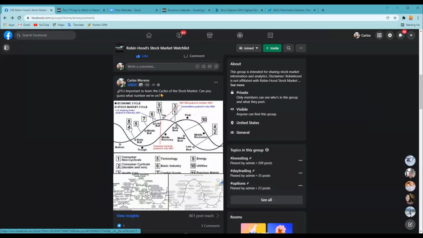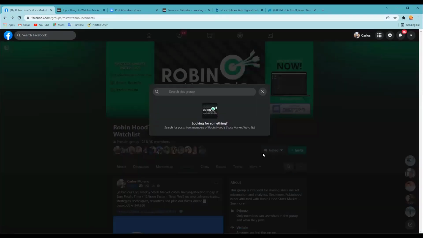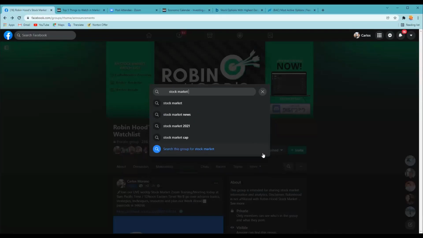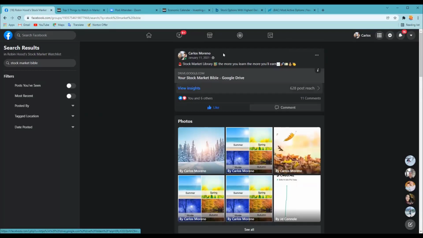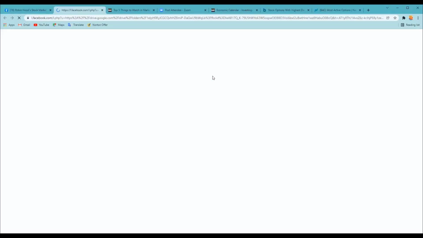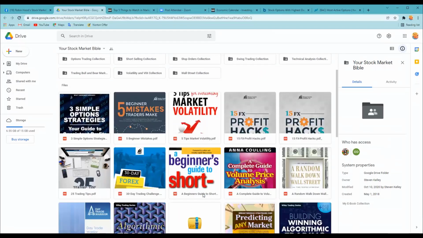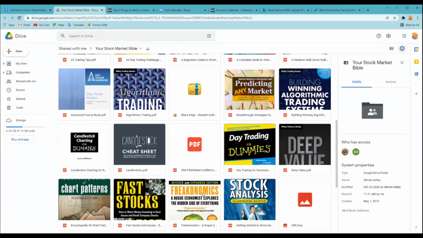Another thing, if you guys like reading and like books, go back to our group, go to the search little bar thing here, type in stock market Bible. If you do that, it'll take you to a link right here. It's the stock market library. The more you learn, the more you earn. Click on that. It'll provide you access to our stock market library, which has an endless amount of resources and information at your fingertips and for free.